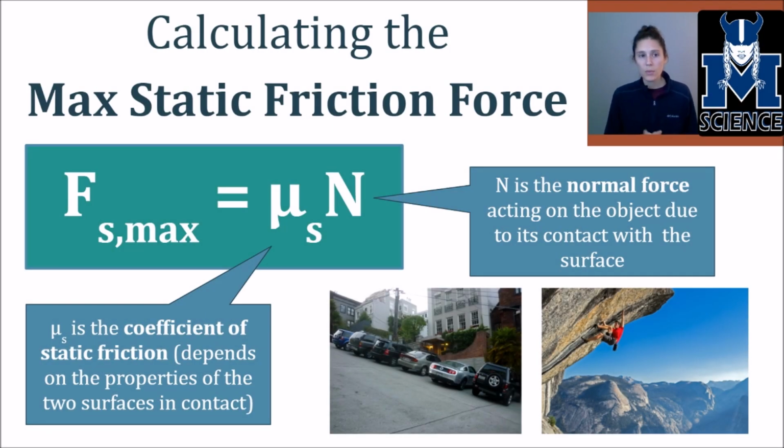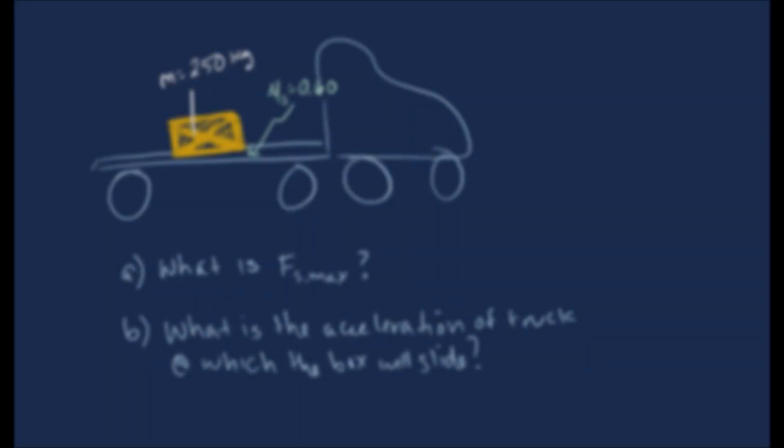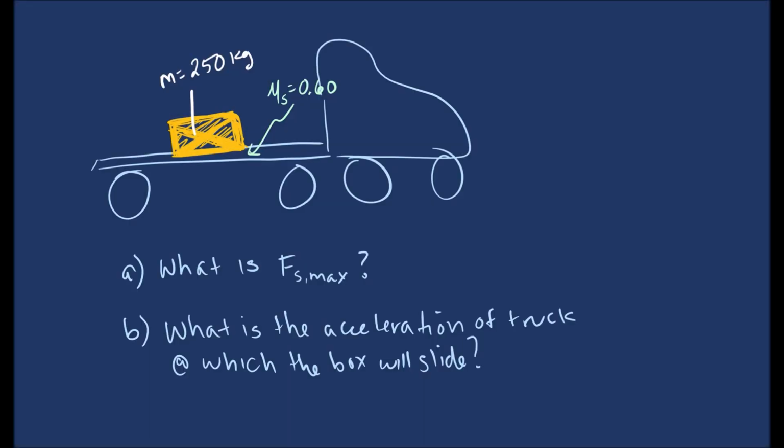Okay, so after viewing that example, let's take a look at another, more quantitative way to calculate a maximum static friction force. In this example, we have a crate resting on a truck bed, and the crate is 250 kilograms. We know that the coefficient of static friction is 0.60. We are asked for two things. First, we need to find the maximum force of static friction, and then second, we want to find the acceleration of this truck at which the box will begin to slide.